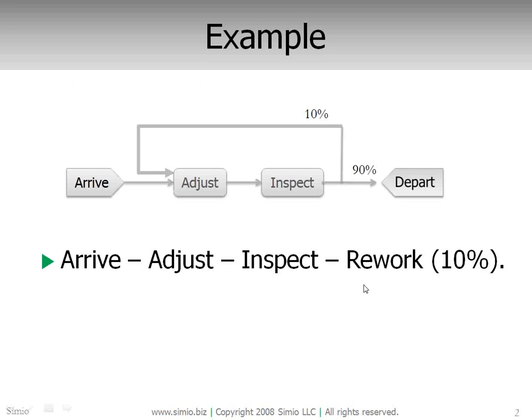We're going to build a small model here where we have parts arrive. They go through an adjustment process. Based on the adjustment, they then go to inspection. And 90% of them go on to depart, and 10% of them fail inspection and go back around for adjustment. This example is actually out of Tom Schreiber's original GPSS book. So what we'd like to do is model this using Simio.